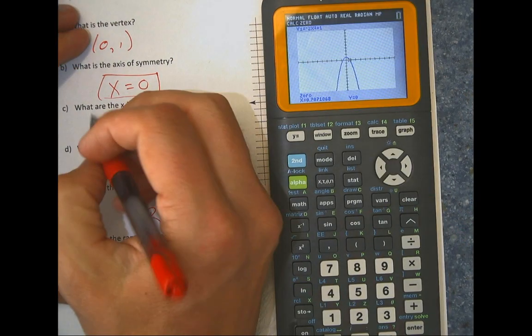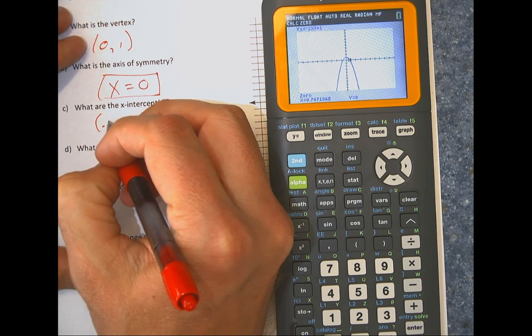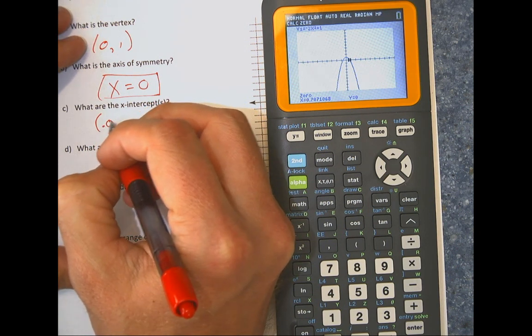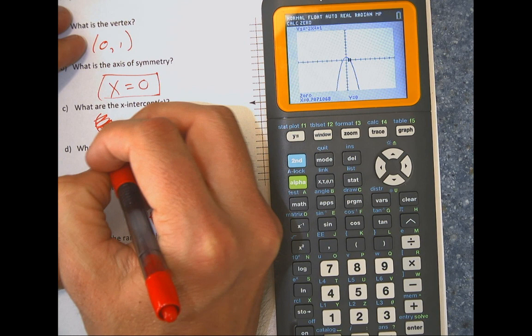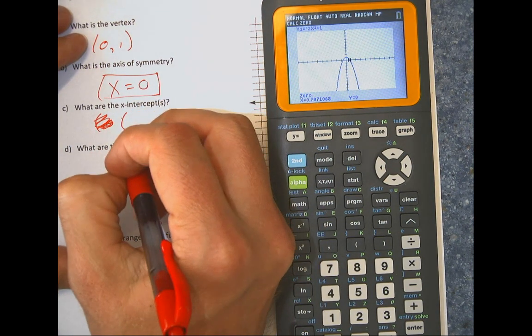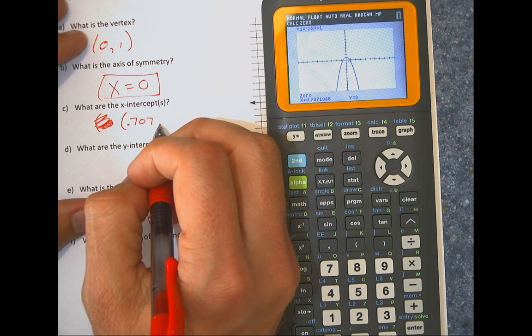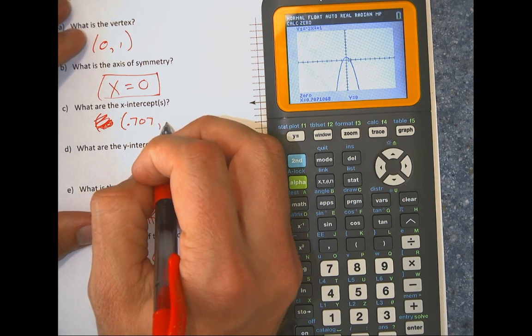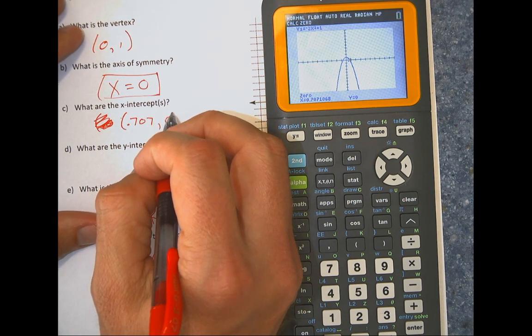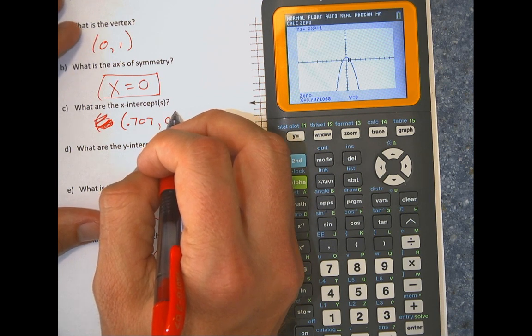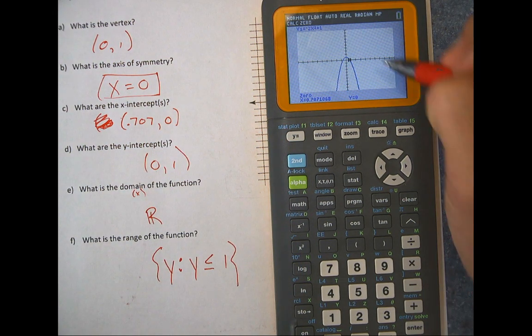So 0.7, 0.707. We're going to round it off, obviously. It's a big decimal, comma, 0. That's your x and y for this one.